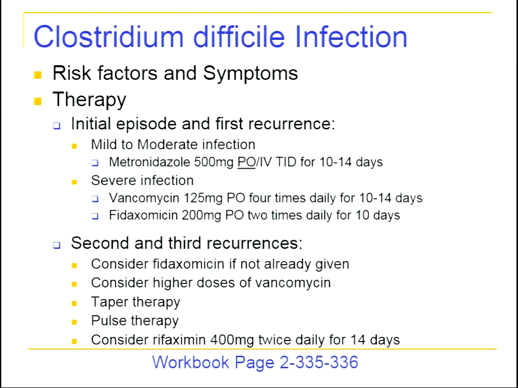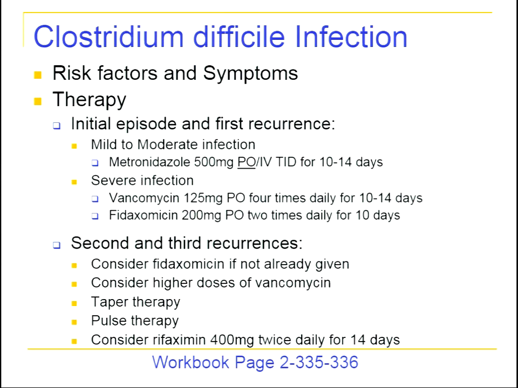If it's mild to moderate, you can treat with metronidazole, either oral or IV, although oral is preferred. Only use IV if you can't use oral. And all of these treatments, you can see, are at least 10 days, 10 to 14 days. And then for severe, either vancomycin or fidaxomicin. Fidaxomicin is much more expensive than vancomycin, and there's no difference as far as efficacy, but there's less recurrence with fidaxomicin than vancomycin.